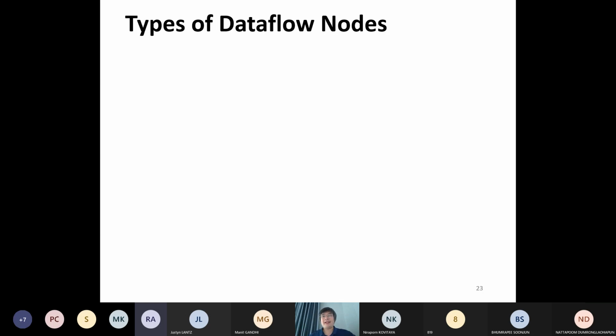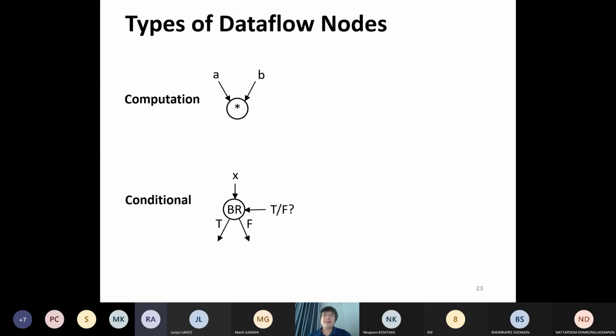So what are the different types of data flow nodes that we just drew? There are things like computation. You have A and B, multiply them together, you get an output. There are things like conditional and relational. Conditional is you test the input. If it's true, go left. If it's false, go right. Relational is basically just comparison. If A is less than B, you give the value true or false.